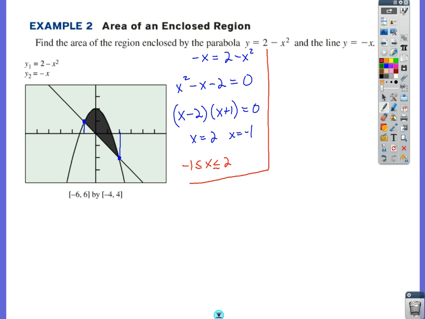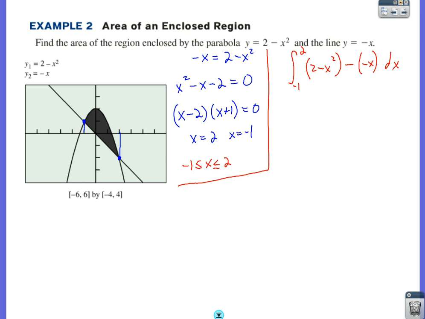So again, what does that mean? How do I set this up? I have to take a look at which one's on top. Well, the parabola's on top. So it's the integral from negative 1 to 2. The parabola's on top, so it's going to be 2 minus x squared minus what's on the bottom, negative x, dx. And I can combine things the way that they look. I now have the integral from negative 1 to 2 of negative x squared plus x plus 2 dx.